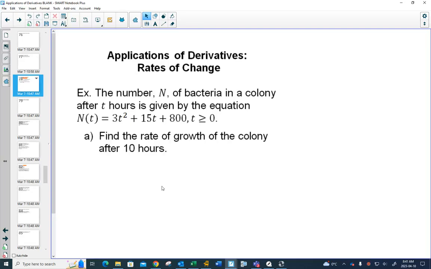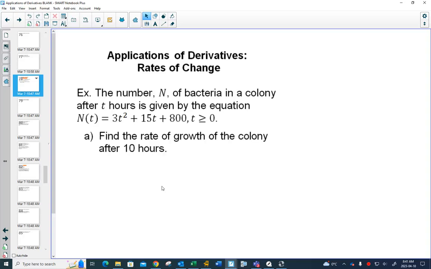So our applications of derivatives topic today is just rates of change. And so when you get a model of something, in this case they've got a number of bacteria in a colony, and they've come up with an equation to model how many bacteria are in this colony after t hours. That gives us an equation.